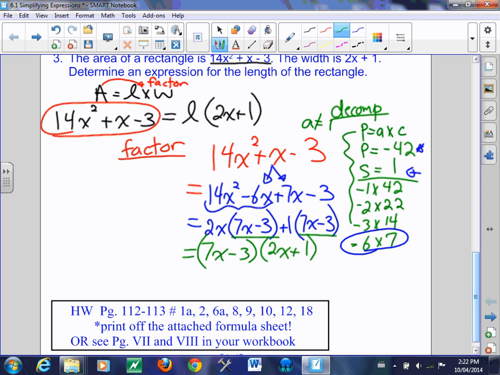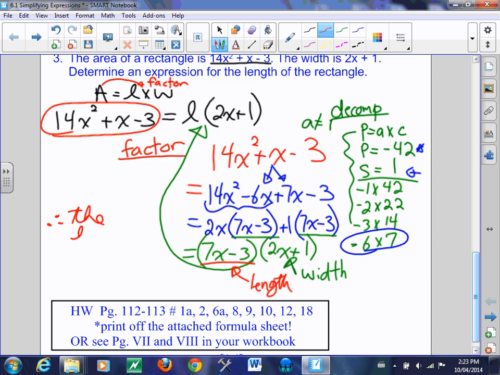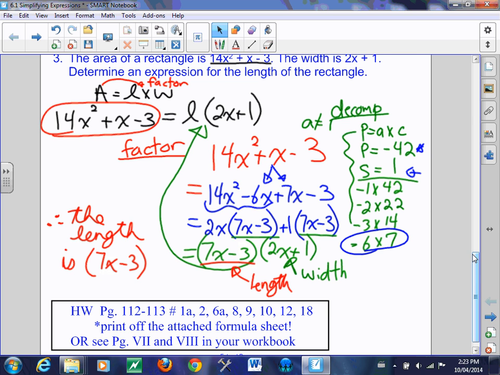Now we can relate this back to the problem up here. We already know that this factor is our width, right? And so what does that mean? That means that this expression here has to be our length. So then we answer the question. So therefore, the length is, in brackets, 7x minus 3. All right, and you don't necessarily need the brackets in there. I always like to put it in because it's a complete term.